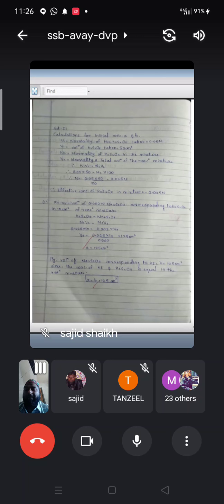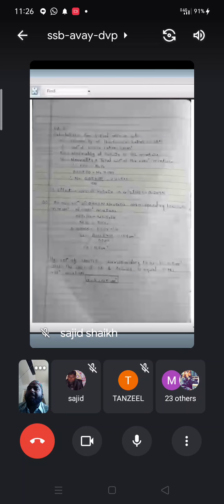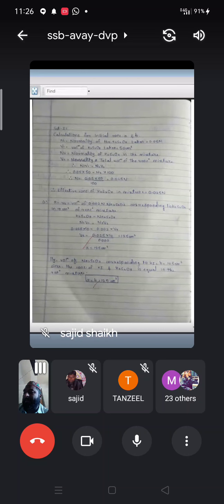Then by using the formula N1V1 = N2V2, we can calculate the normality of the K2S2O8 solution in the reaction mixture. N2 is equal to, cross multiply, then divide, 0.05 into 50 divided by 100 gives 0.025 normal K2S2O8 solution. Therefore, the effective concentration of the K2S2O8 solution in the mixture is 0.025, right? Then A is nothing but V3, that is the volume of the 0.002 normal Na2S2O3 solution corresponding to the K2S2O8 solution in 10 cm³ of the reaction mixture, that can be calculated. That becomes 125 cm³.